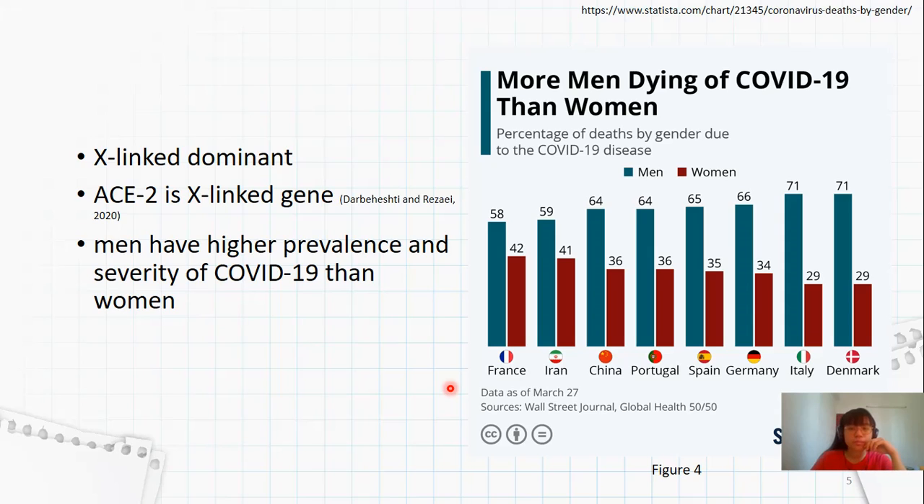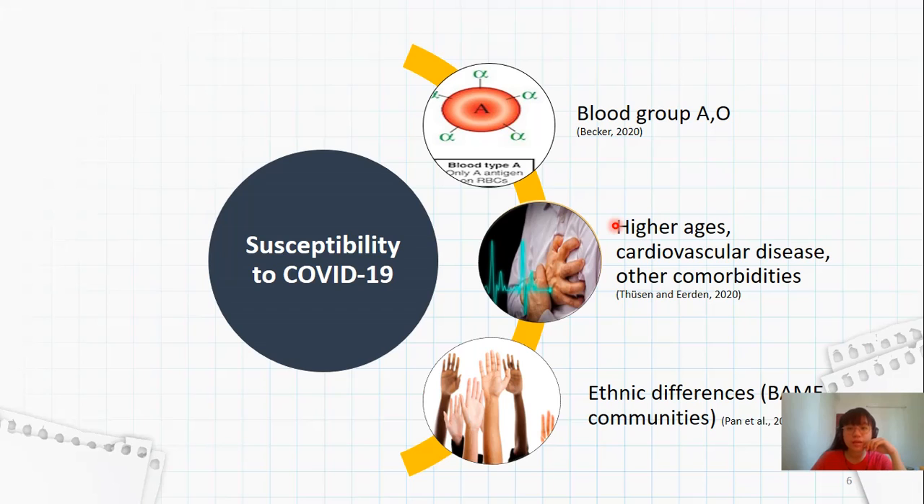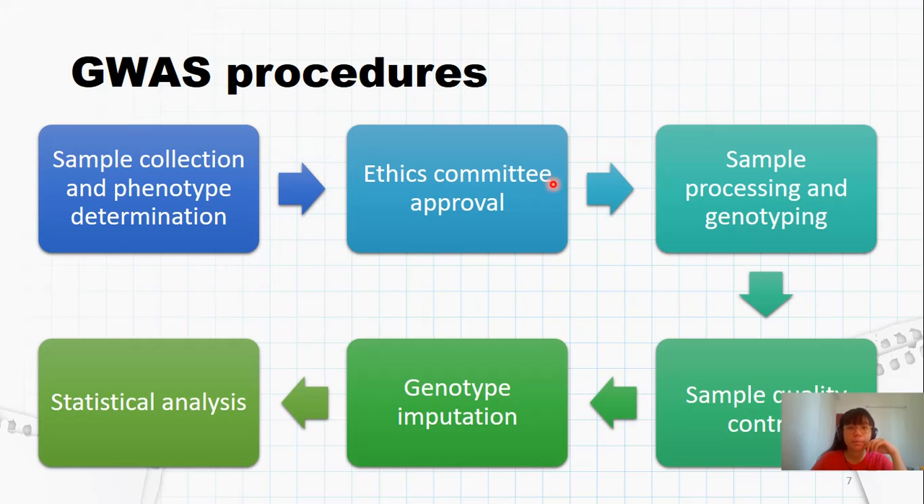The type of inheritance pattern of COVID-19 is X-linked dominant because ACE2 is an X-linked gene. Thus, men have higher prevalence and severity of COVID-19 than women. These statistics show that more men die of COVID-19 than women. Besides gender, higher age, cardiovascular disease, and BME communities also have higher susceptibility to COVID-19, including blood group A, but blood group O has lower risk of susceptibility to COVID-19.